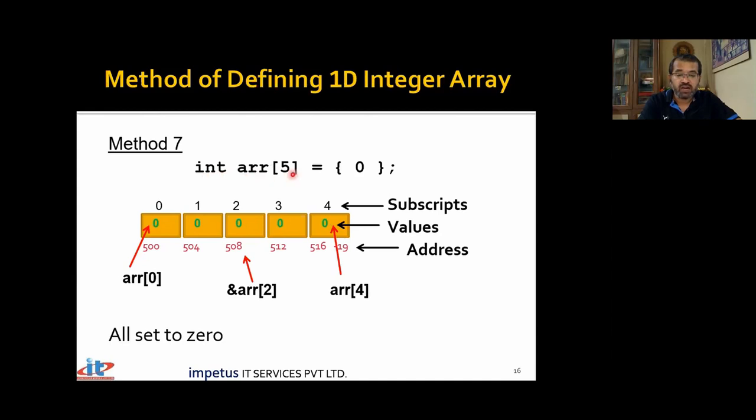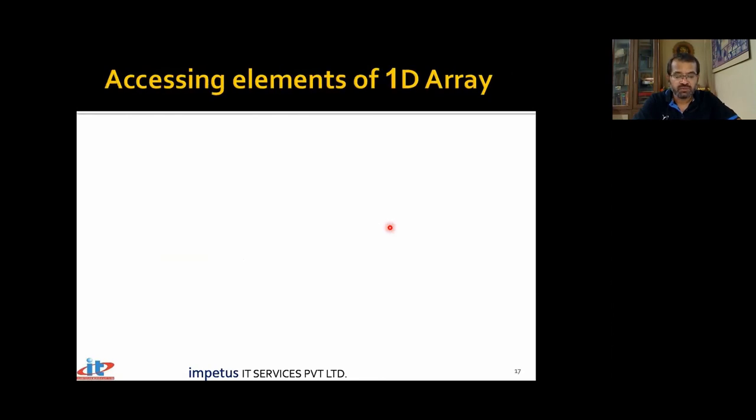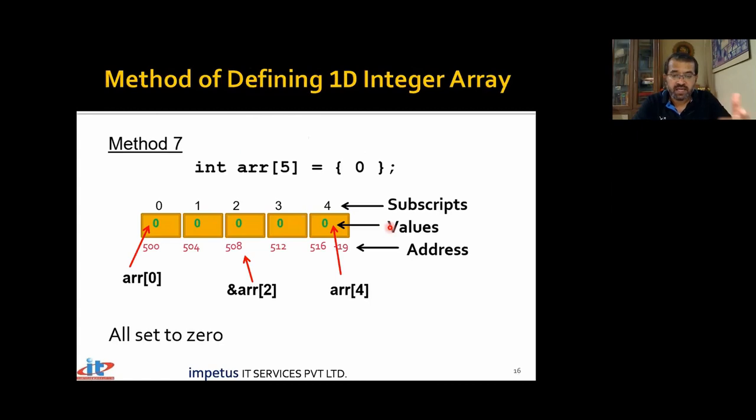If I have to initialize all elements to value 0, I say int array of 5 equal to 0. Now when I say that, all elements inside this array have been set to value 0. Basic idea is the same. You have initialized only the first element to 0, and the rule says if you initialize any element, rest all elements are set to value 0, and that's how all elements were set to 0. So let's take an example. Before I go to the example, if anybody has a question, please ask. Okay. Since there's no question, let's take an example.